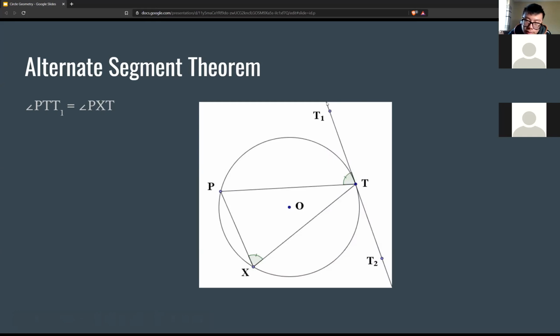So basically this angle is made of PT and TT1, right? And this angle will be equal to the angle PXT. So basically looking at opposite ends, if you understand what I mean. Let's actually try to prove this.